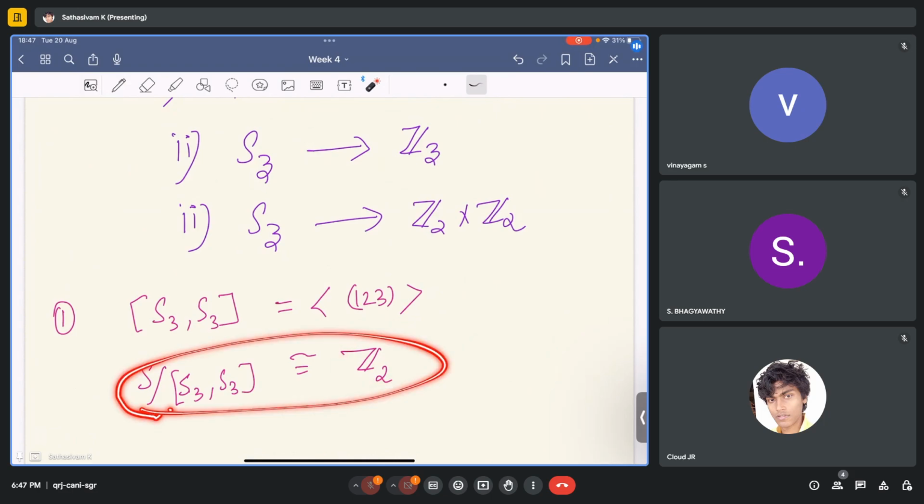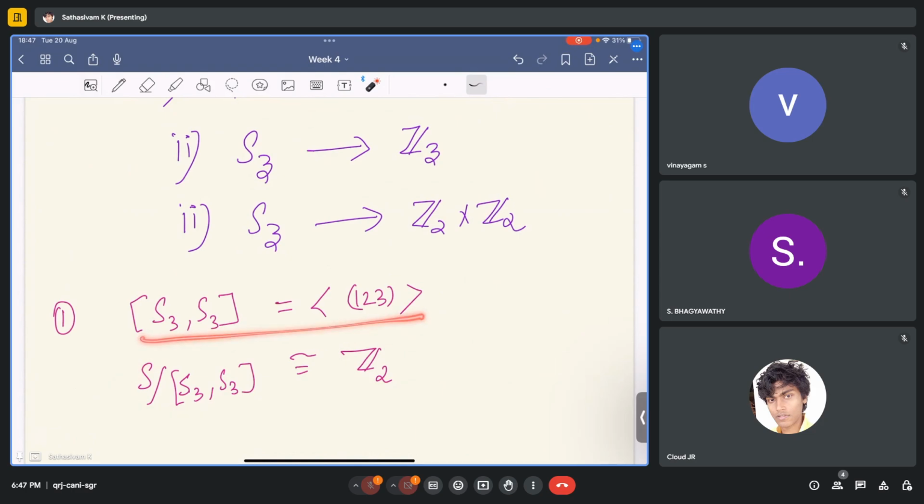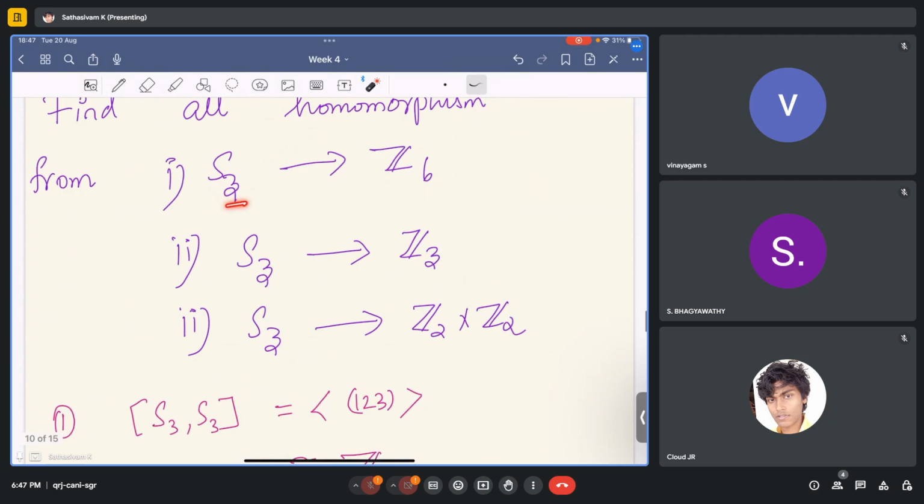This is the first question we have done, but this one has to be computed. So this is the same as finding the homomorphisms from Z2 to Z6, and there are only two homomorphisms. Okay, so that is one of the ways: you go via the abelianization and you do it.